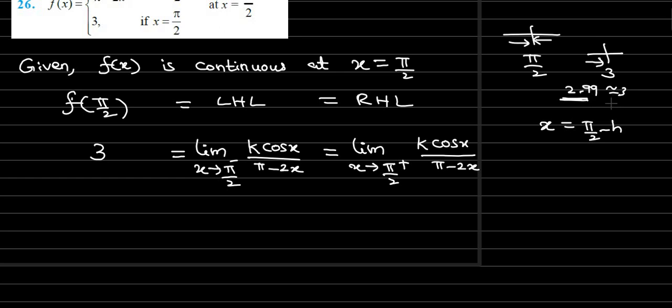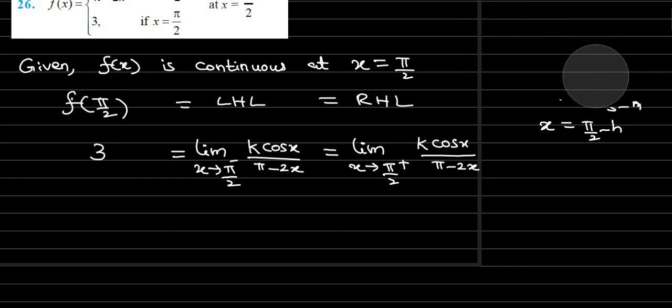It's less than the 3 only, no. So 3 minus some interval, that is h, we can take it. Okay, so here, in the same way, we can make a substitution, x as pi by 2 minus h. Okay, x is what? Pi by 2 minus h.